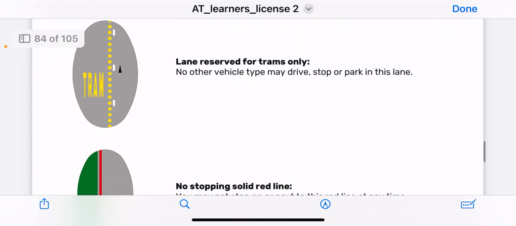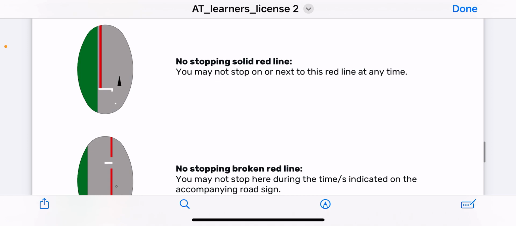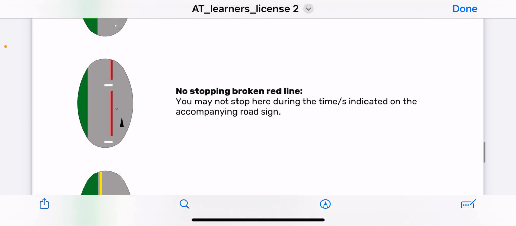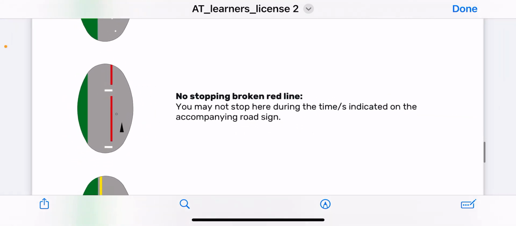Okay, spoken about this. And then the no stopping solid red line. You may not stop on or next to this red line at any time. But obviously, if the situation is beyond your control, it's beyond your control. And then no stopping. You may not stop here during the times indicated on the accompanying road sign. So there will be a road sign which will tell you that you may not stop here during whatever time.